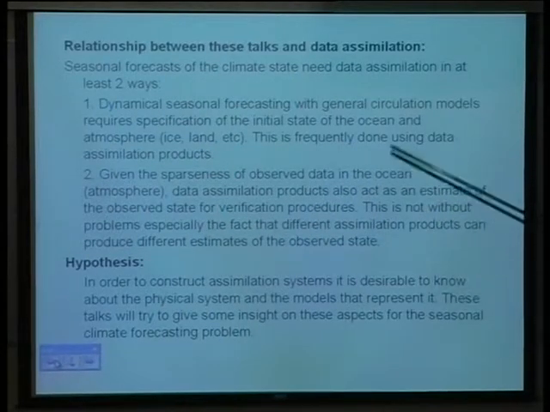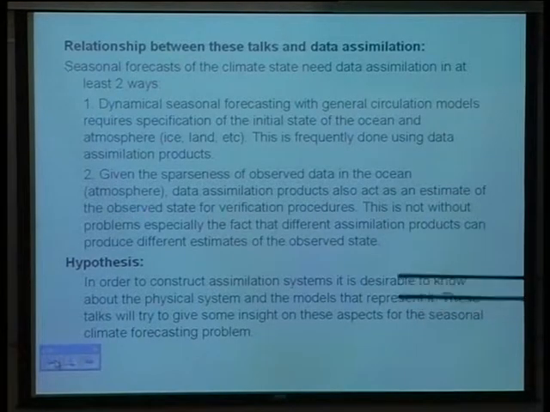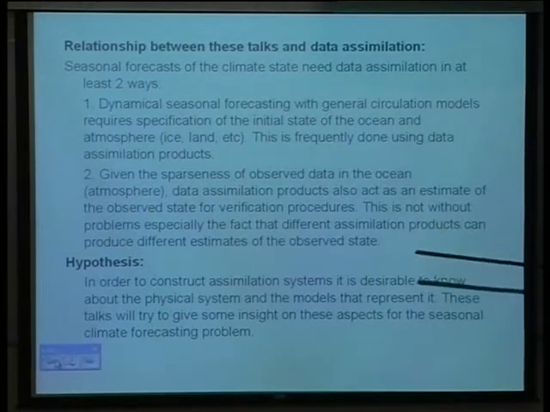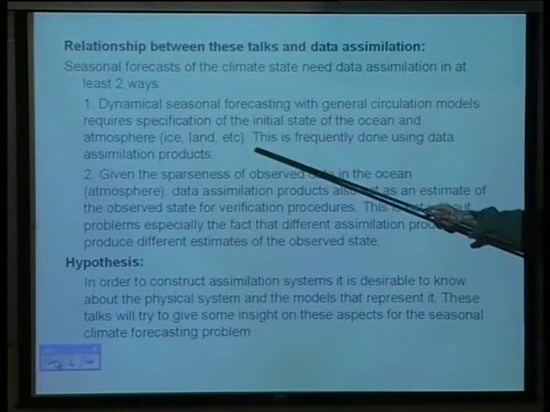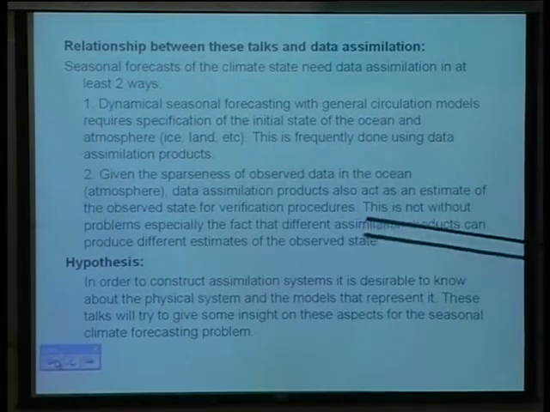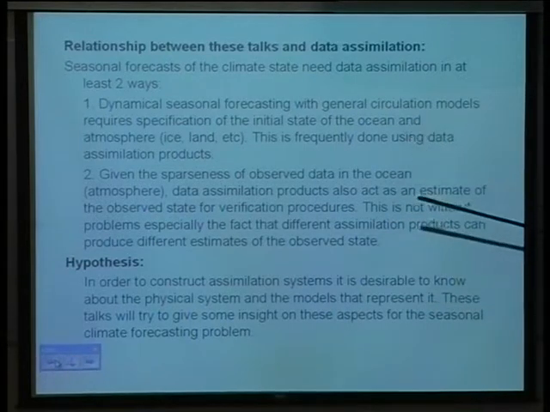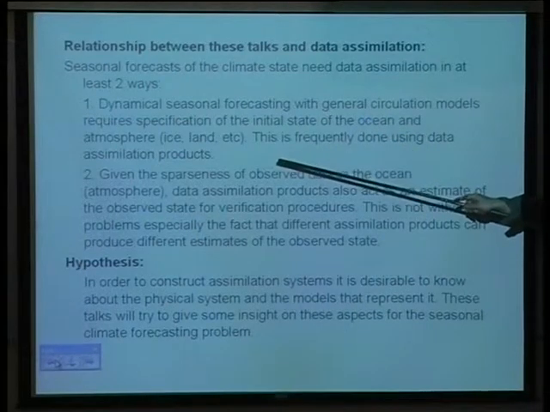Okay, so here's my attempt at the relationship between these talks and data assimilation. I actually will show a little bit of results from some data assimilation tomorrow, not so much today. The seasonal forecast for the climate state needs data assimilation in at least two ways. You need to specify the initial state of the ocean and the atmosphere. So it's really an asymmetric problem in seasonal forecasting, especially if you go out past the first month. You're really dependent on the ocean initial state, not so much the atmosphere.